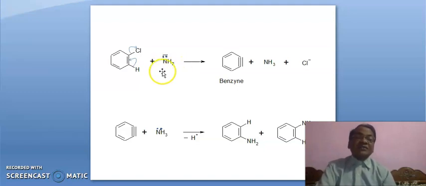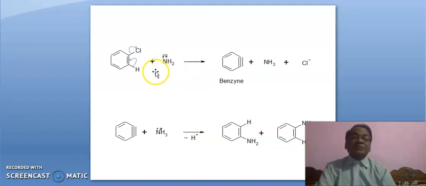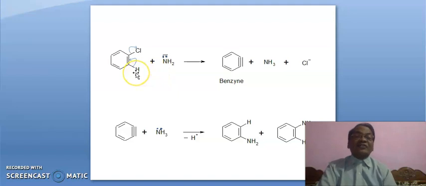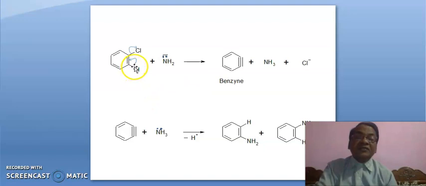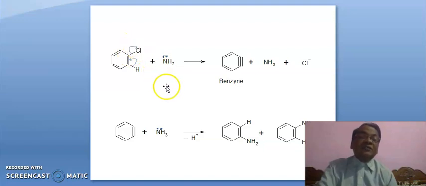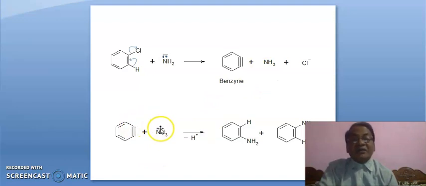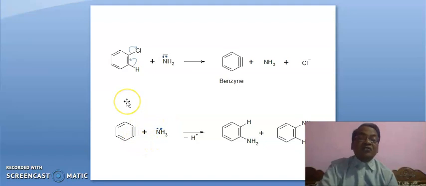Sodamide gives amide ion, that is an ion. It will abstract this hydrogen, leading to ammonia. Means, friends, this bond will shift in this fashion, and so this bond will shift in this fashion. Thus you are getting benzyne. Now it is benzyne, and now this ammonia may attack either at this carbon or at this carbon. There are two options here.